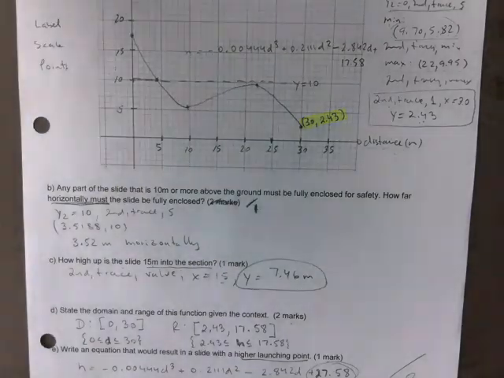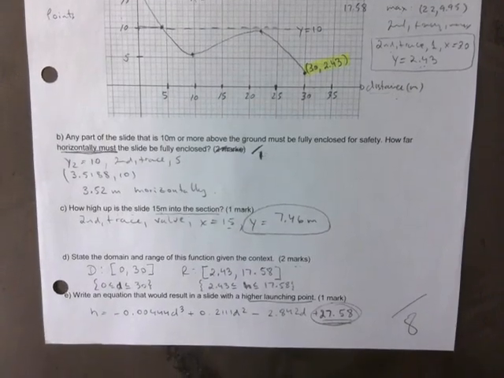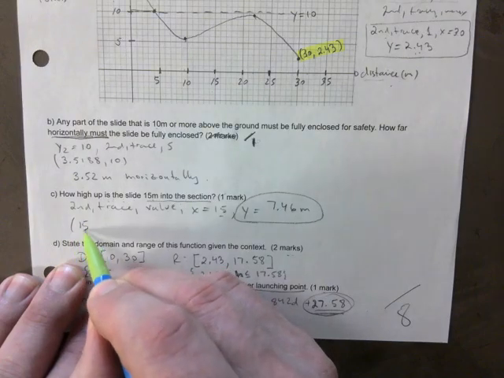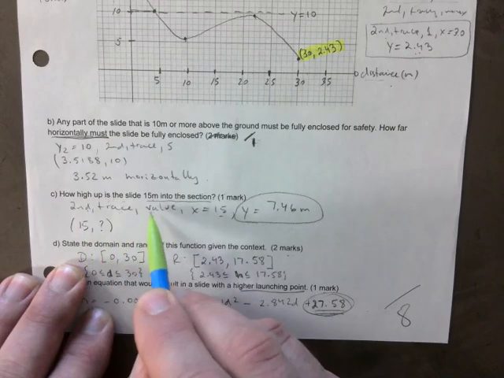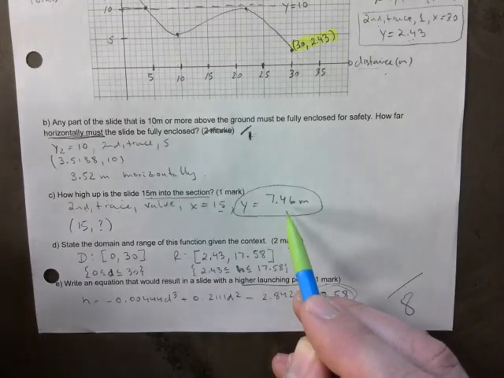How high up is the slide 50 meters into the section? So we're basically asking, if the distance horizontal is 15, what is the height? So we go use second trace value, x is equal to 15, and that is our height at that point.